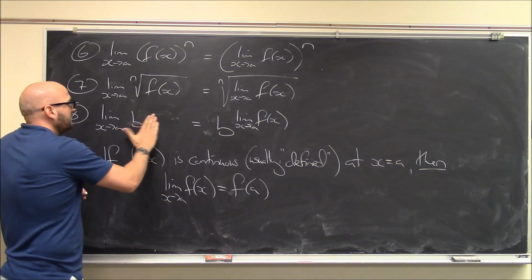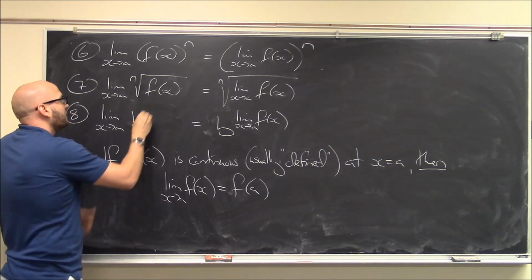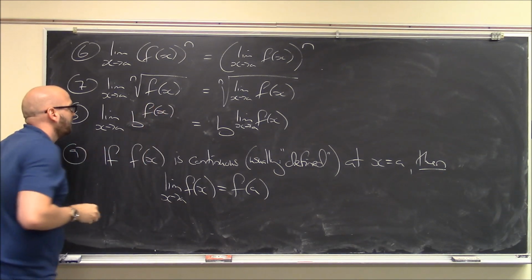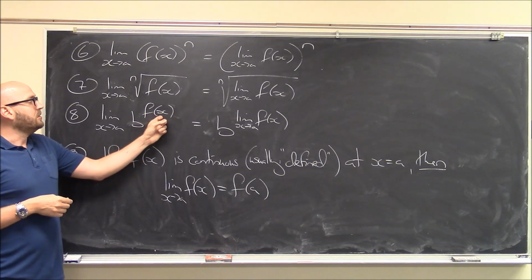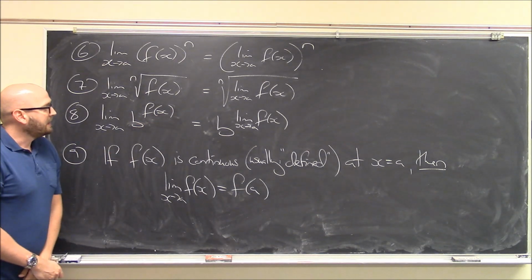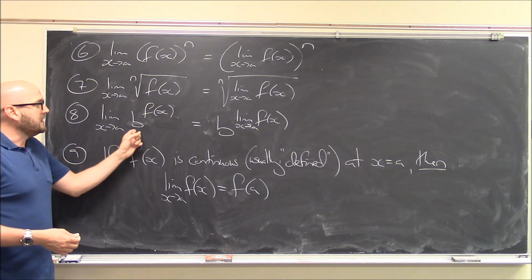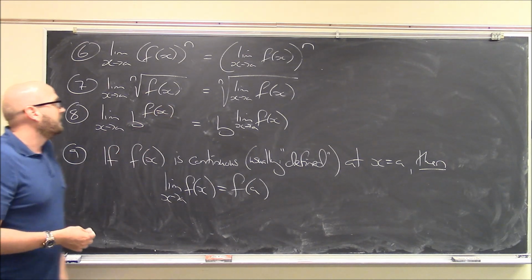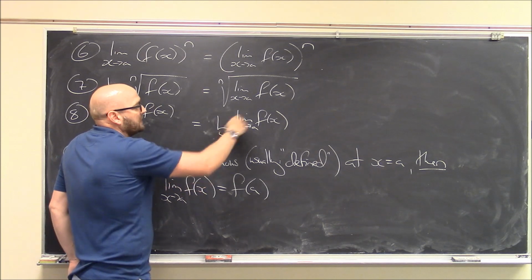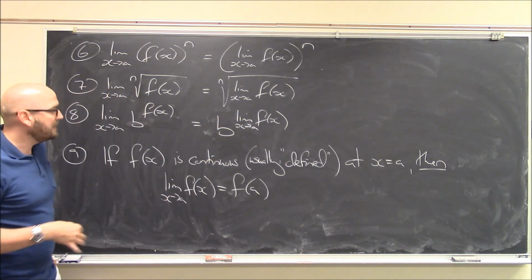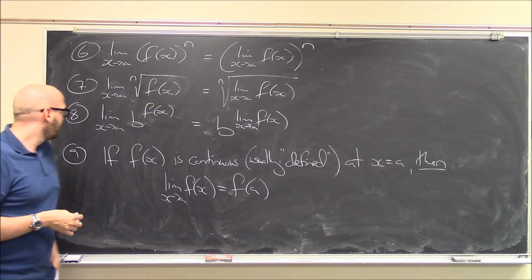Property 8 is one I don't usually give, but I believe there's a homework problem that looks just like this. If I've got the limit as x approaches a of some constant b to a function f of x, so maybe it's like b to the x squared or something, then all you have to do is take the limit of the exponent and then exponentiate b. So take b to the power of that limit.